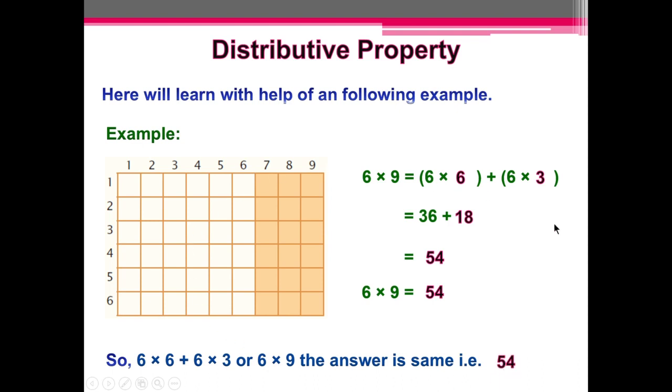You understood what we did in this? We split 9 into 6 and 3. Still we got the same answer. That is 54.